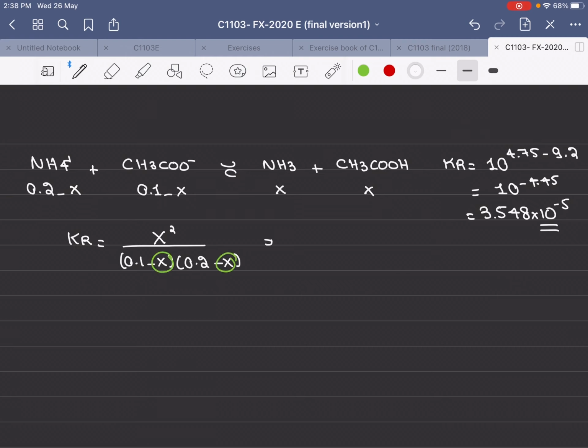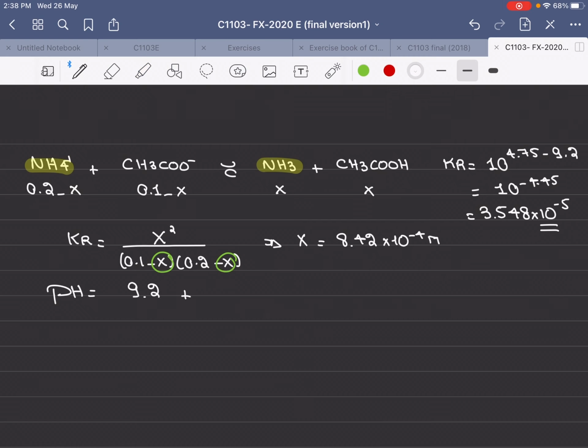Then find x squared, which is Kr times 0.1 times 0.2, then take the radical. The answer shows that x is around 8.42 times 10 to the negative 4 molar. To start the pH, choose any of the couples. Let me choose NH4 plus because it's easier. Not easier, it's the same thing.